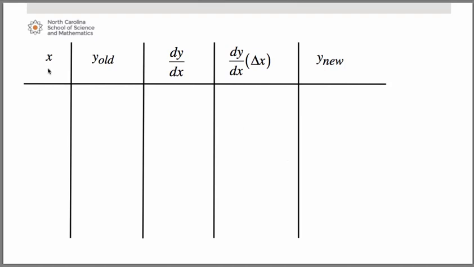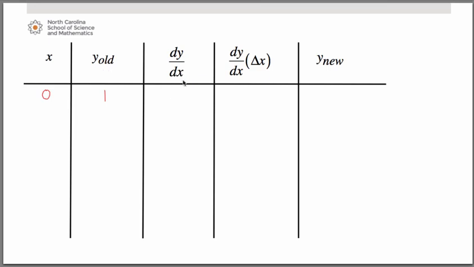We start, of course, with an x value. And remember, we were given our initial condition was the point (0, 1). So I know my original x is 0 and my y is 1. Now, this is really going to become my old y. This is the y from which I am working.